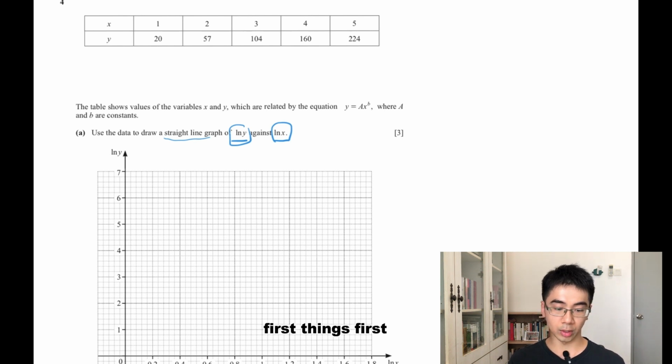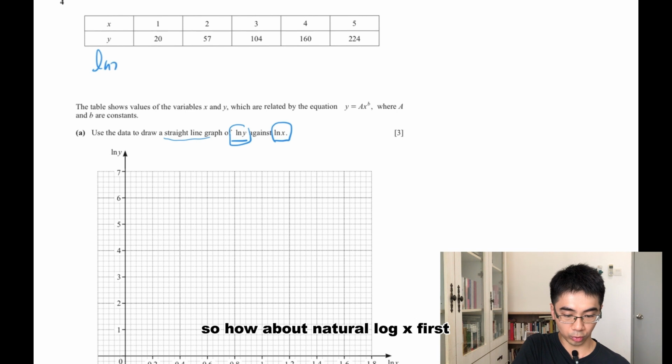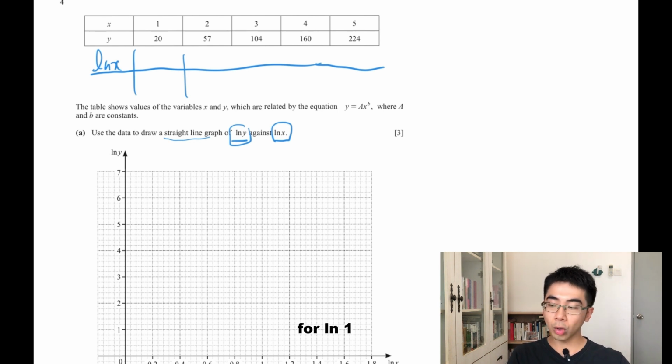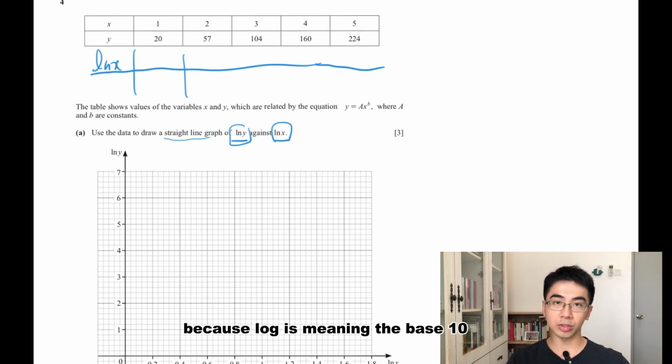So first thing first, we are not just plotting x and y, we need to use natural log x and natural log y. So how about natural log x first? Use your calculator and calculate every natural log x. So for natural log 1, remember, you need to press ln instead of log, because log means base 10, but ln is just base e.